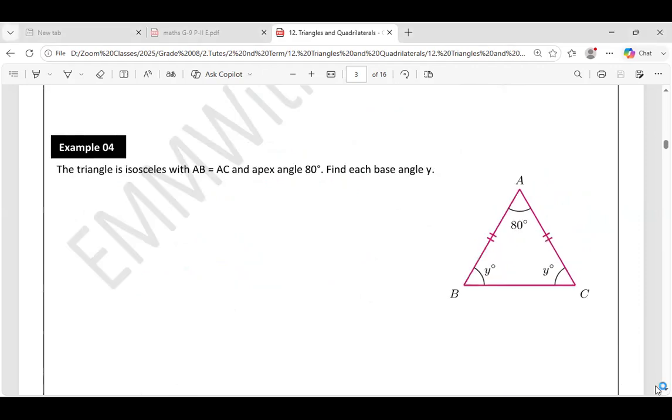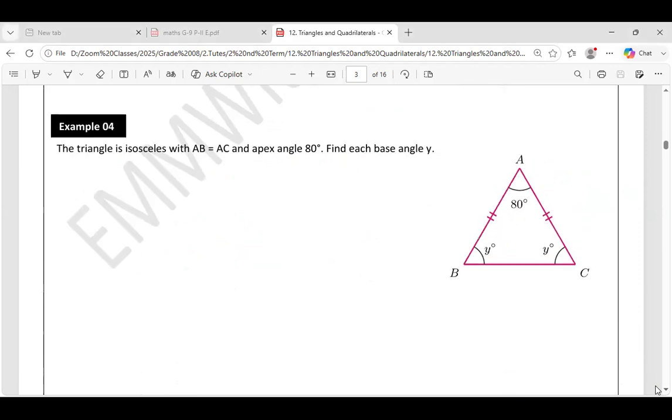Example number 2. So how are you going to do this? Same thing. The triangle is isosceles with AB equals AC, so the sides are equal. So this angle equals this angle definitely. And the apex angle is 80, this topmost angle is 80 degrees. They ask to find the angle y. What is the magnitude of y?